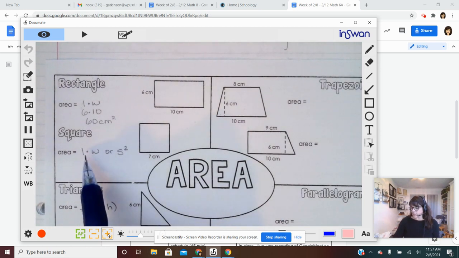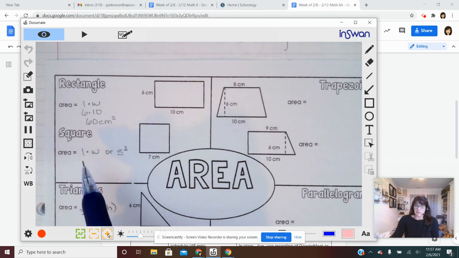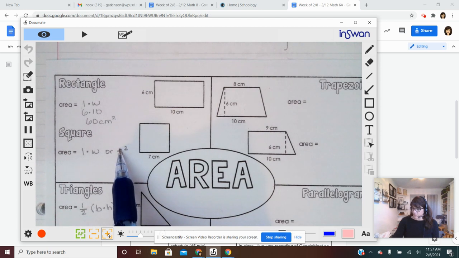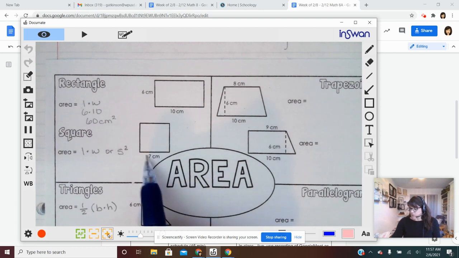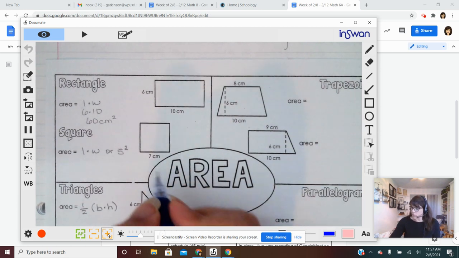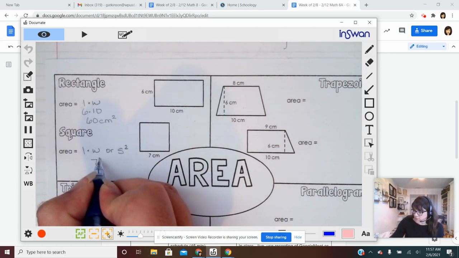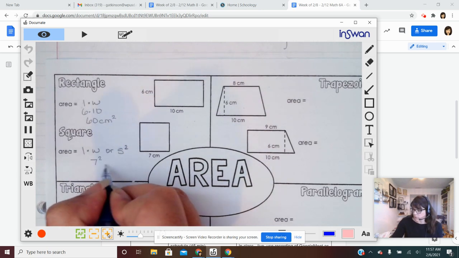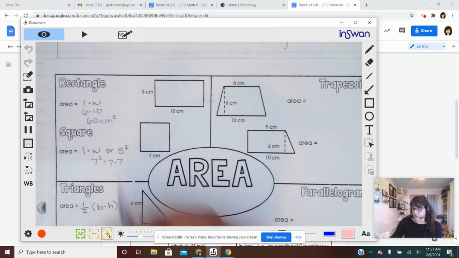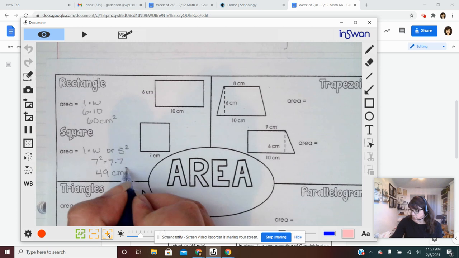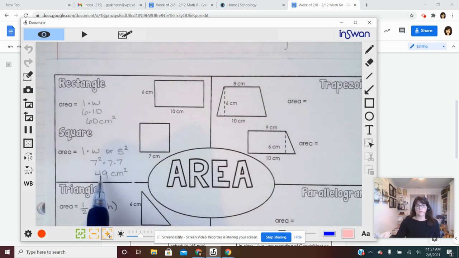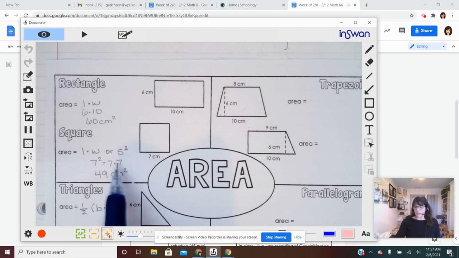For a square, you'll see some people will still say length times width because it's just a rectangle. Or you will see people say that it's side squared. Because all the sides match, it's this times itself, which is good practice with exponents. Okay? So if this is 7 squared, that is 7 times 7. So my square is 49 square centimeters. Okay? And see how I do like to work in that review without giving you guys a whole nother assignment.